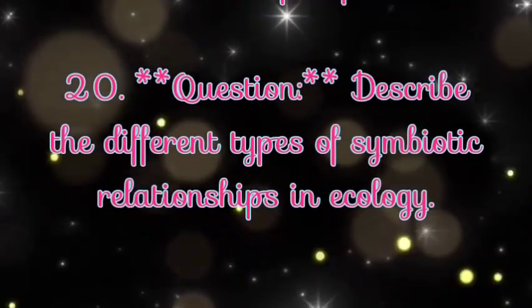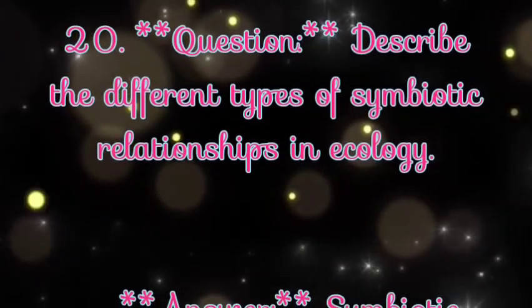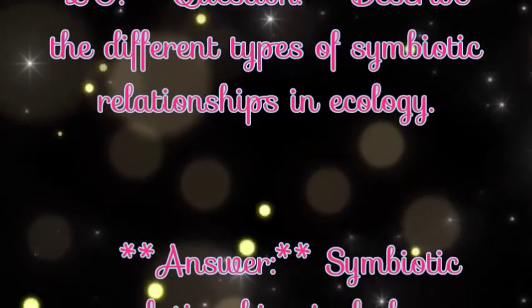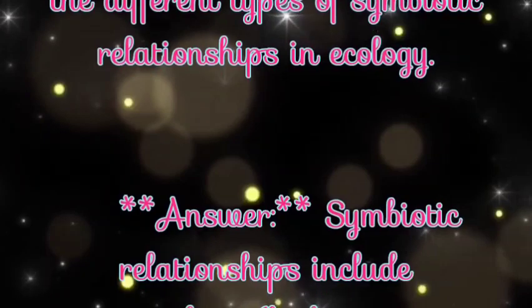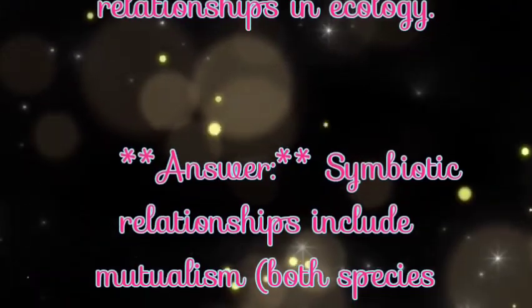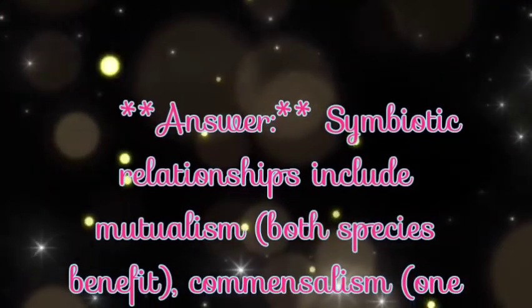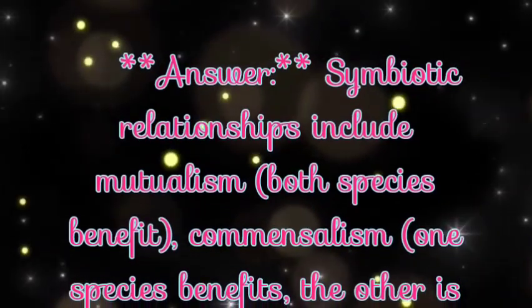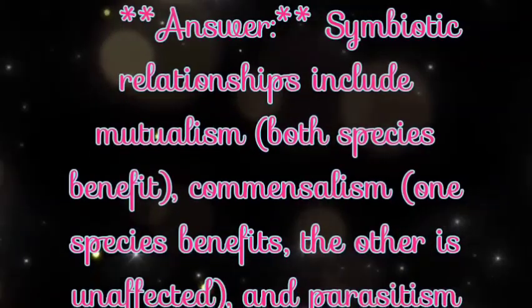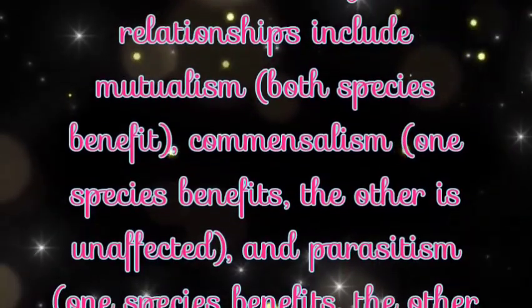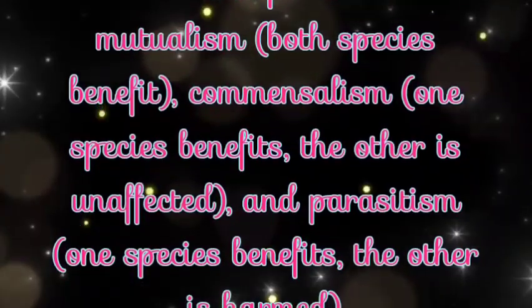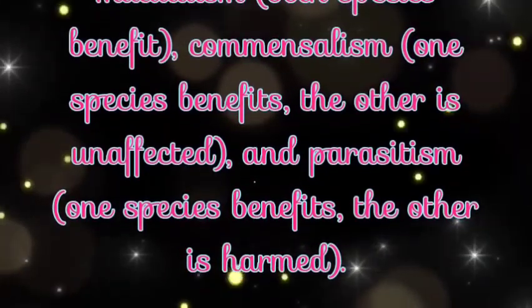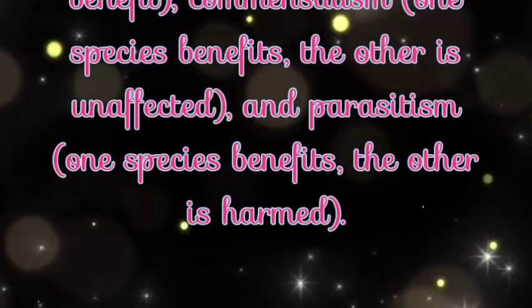Question number 20. Describe the different types of symbiotic relationships in ecology. Answer. Symbiotic relationships include mutualism, both species benefit; commensalism, one species benefits, the other is unaffected; and parasitism, one species benefits, the other is harmed.